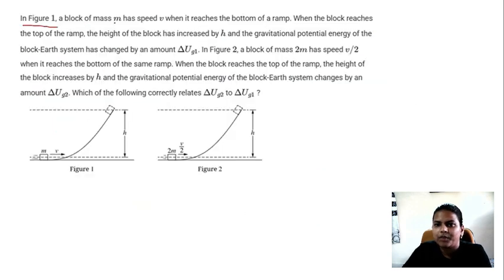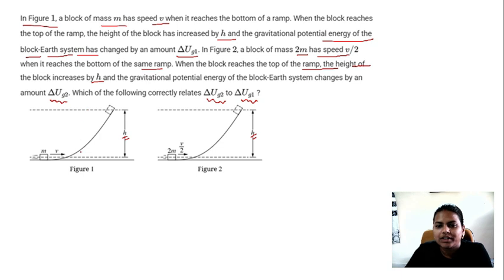In figure 1, a block of mass m has the speed v when it reaches the bottom of the ramp. When the block reaches the top of the ramp, the height of the block has increased by h. The gravitational potential energy of the block-earth system has changed by amount delta UG1. In figure 2, a block of mass 2m has the speed v by 2 when it reaches the bottom of the same ramp. When the block reaches the top of the ramp, the height of the block increased by h. So in both the cases, height is increased by h. And the gravitational potential energy of the block-earth system changes by the amount delta UG2. So we have to find the relation between delta UG1 and delta UG2.